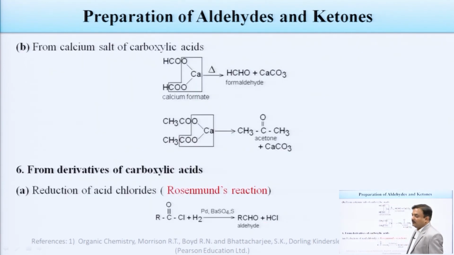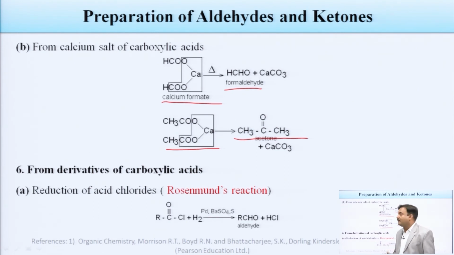Now, a carboxylic acid salt can also be used as a substrate to prepare aldehydes and ketones. Here you can see when we use calcium formate and heat that molecule, we get formaldehyde along with calcium carbonate. Here we are using calcium acetate. Calcium acetate will provide acetone, along with one mole of calcium carbonate.